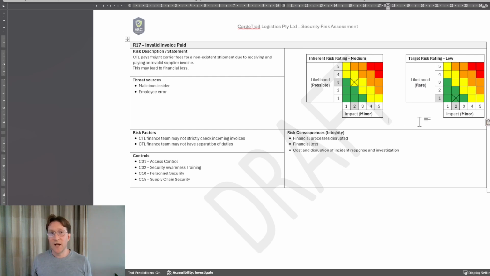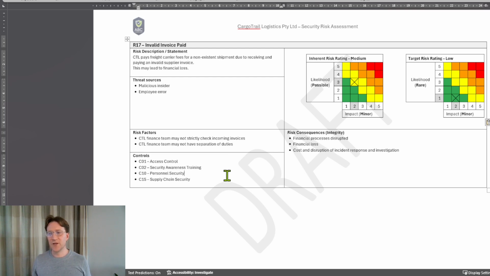And then saying that for the target risk rating, we can reduce the likelihood down to rare, as we can use things like access control to limit who has access to these invoices, making sure that the person who can approve invoices and the person making payment is not the same person, using separation of duties. If it were more of an inside job, we can use security awareness training to make it more likely that employees do not fall for these sort of scams and tricks.